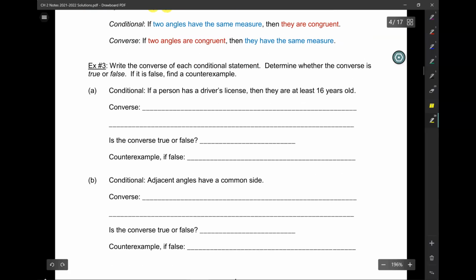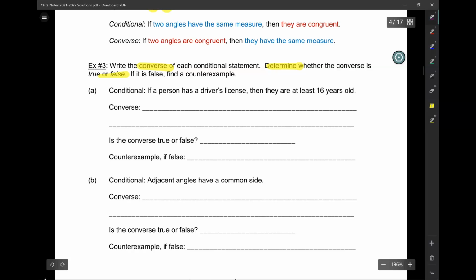Okay, so let's do these. I love these. We're going to write the converse. We're going to determine whether it's true or false. If false, we're going to do a counterexample. So, Lexi, you want to read the conditional for us there? Yeah. If a person has a driver's license, then they're at least 16.